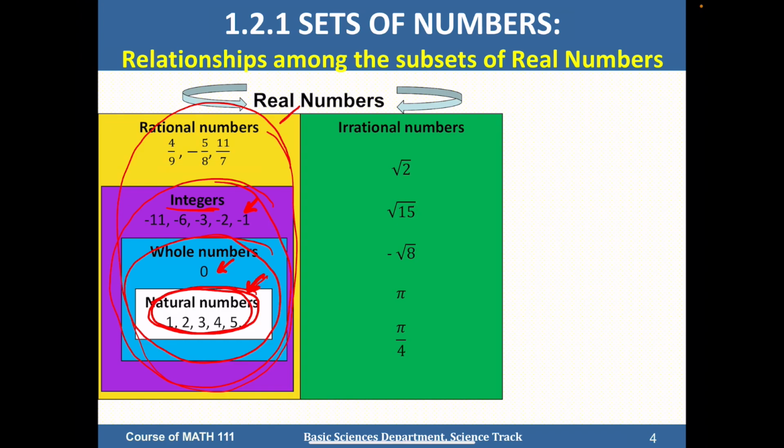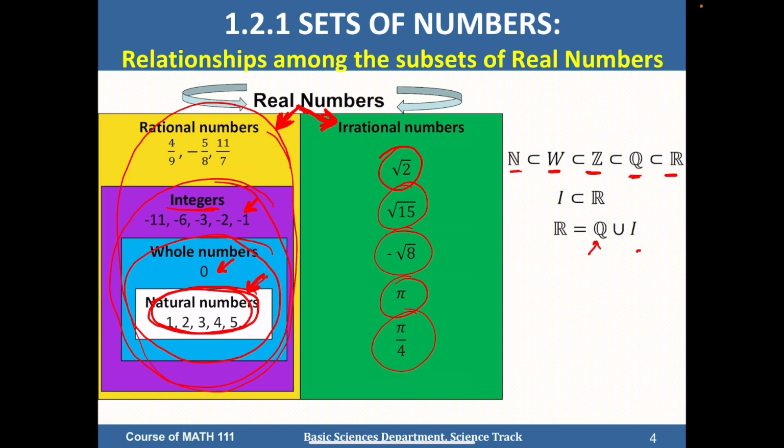We said that a real number is either rational or irrational. So there are two types of real numbers, either rational or irrational. The irrational numbers include the numbers that we can't express in the form of a ratio, for example root 2, root 15, negative root 8, pi over 4. So basically, as you can see, the natural numbers are a subset of the whole numbers, the whole numbers are a subset of the integers, the integers are a subset of the rational numbers, and the rational numbers are a subset of R. And since R is either rational or irrational, if we take the union of the rational and irrational numbers, we will get R.